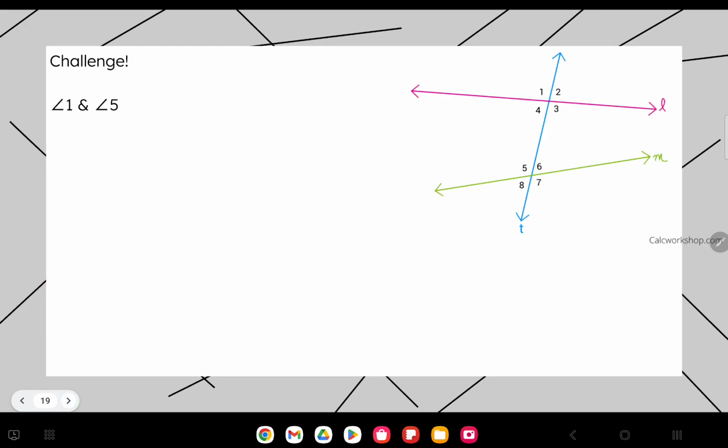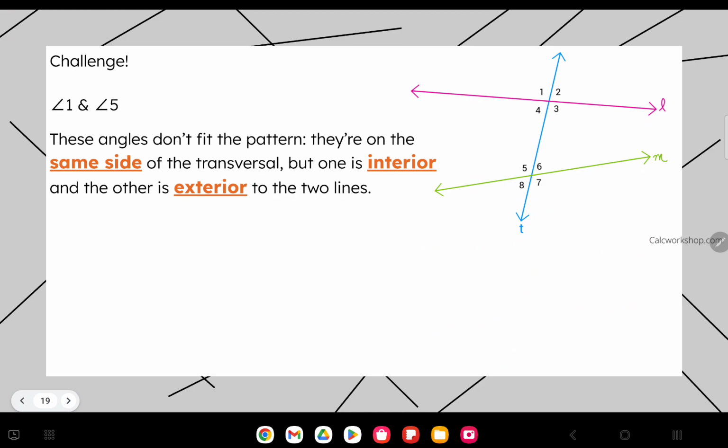All right, here is a challenge. Let's look at angle 1 and angle 5. These angles don't fit the pattern. They are on the same side of the transversal, but one is on the inside and the other one is on the outside. This angle relationship is called corresponding angles.